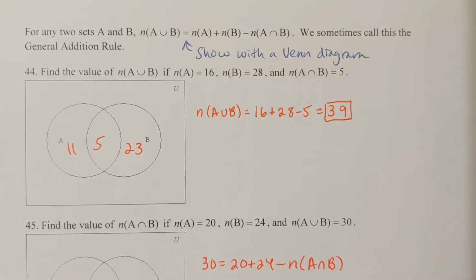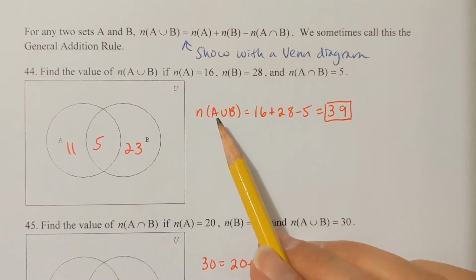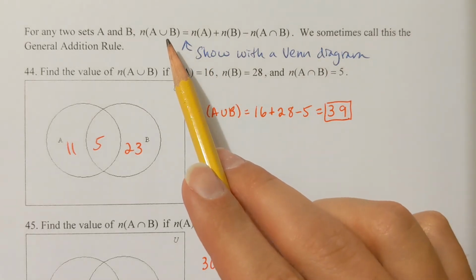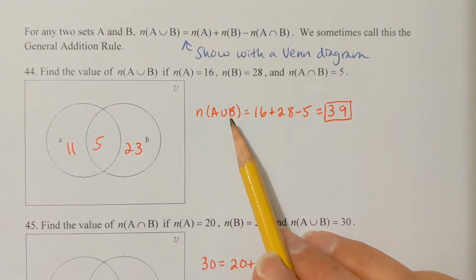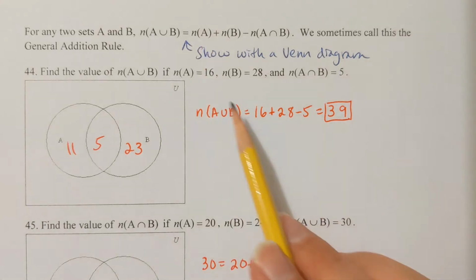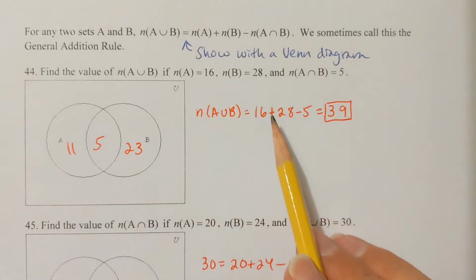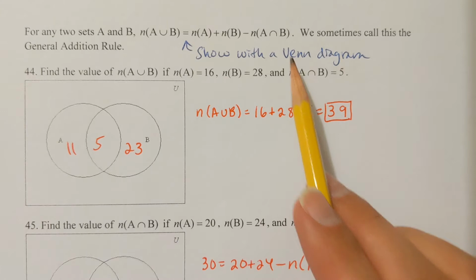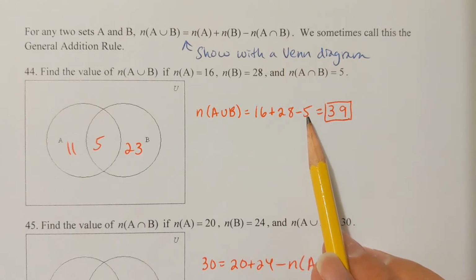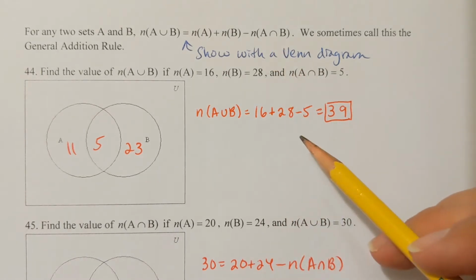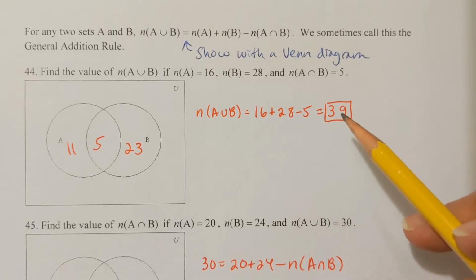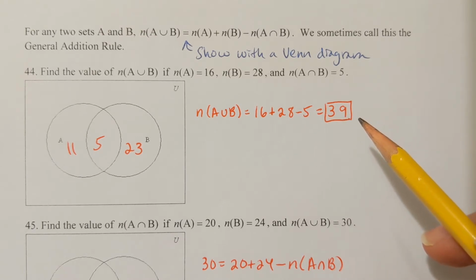Problem 44, I want us to find the value of the cardinality of A union B, if the cardinality of A is 16, the cardinality of B is 28, and the cardinality of A intersect B is 5. Okay, so using the general addition rule, the cardinality of A union B is equal to the cardinality of A, 16, plus the cardinality of B, 28, minus the cardinality of A intersect B, which is 5. Okay, so 16 plus 28 minus 5 gives me 39.